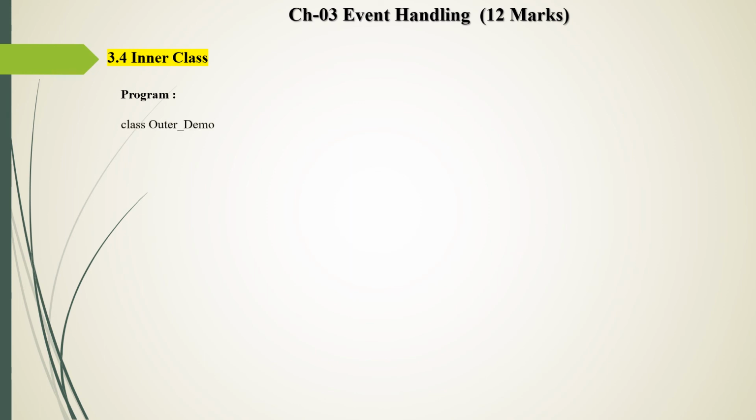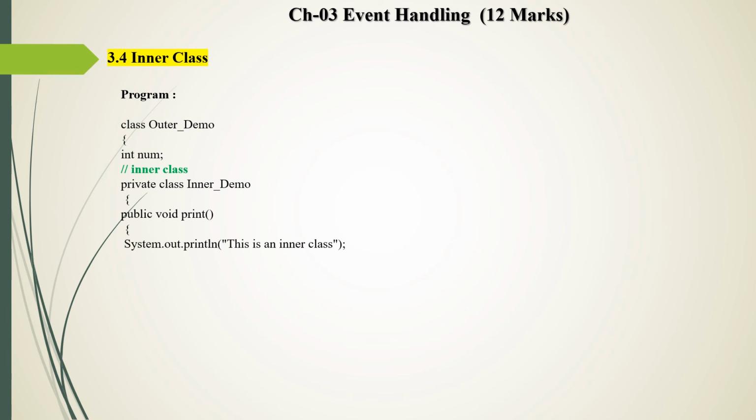First we define one class, OuterDemo. Then inside OuterDemo we create one variable, num. Then here we define the inner class, named private class InnerDemo, and then we define one method, void print, and it prints one simple statement, this is an inner class. Then we close the method, then we close the class. So in this example we define one OuterDemo class, and in the OuterDemo class we define another class, that is InnerDemo. So this is our concept of inner class.